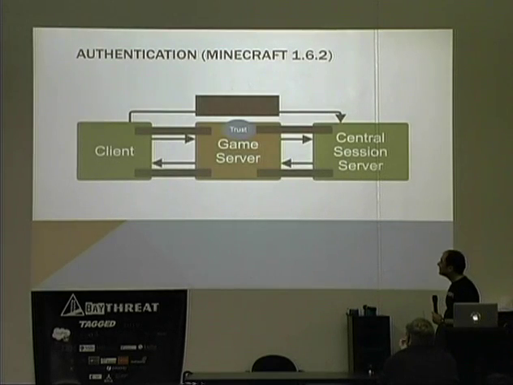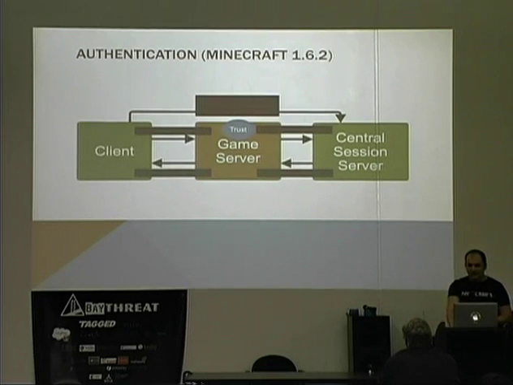So here's a diagram of the flow, and sorry you can't really see that. The first thing that happens is the client connects to the central authentication server with the username and password. Session ID gets returned. Client then sends the username and session ID to the game server. Game server proxies that, gets a 200 OK, and then the client is logged in. So what's the problem with this flow?